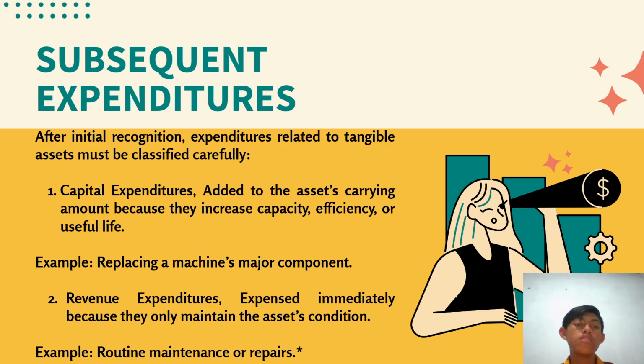Subsequent expenditures. After initial recognition, expenditures related to tangible assets must be classified carefully. There are: 1. Capital expenditures, added to the asset's carrying amount because they increase capacity of machines or useful life. Example: replacing a machine's major component. 2. Revenue expenditures, expensed immediately because they only maintain the asset's condition. Example: routine maintenance or repair.